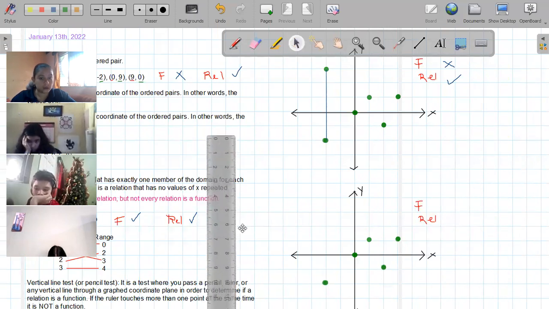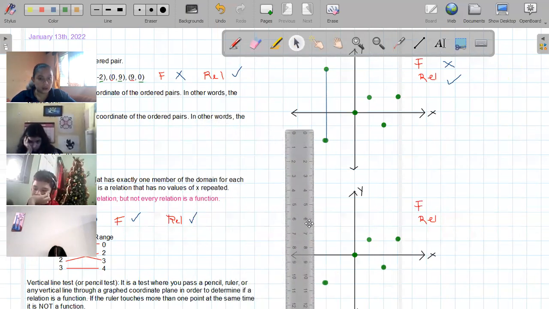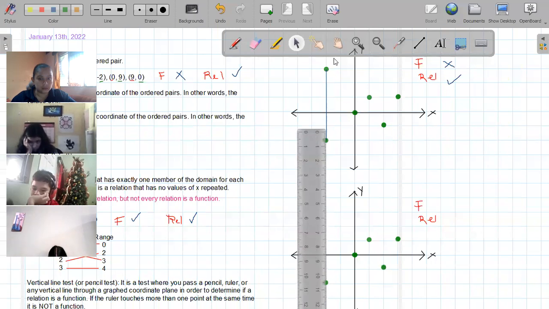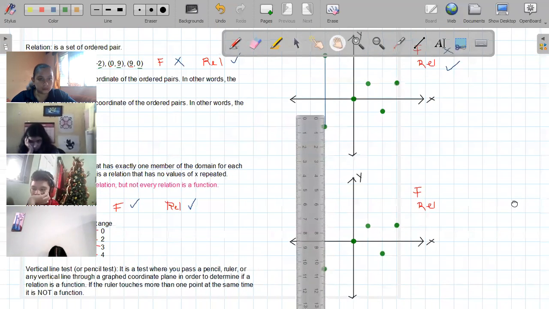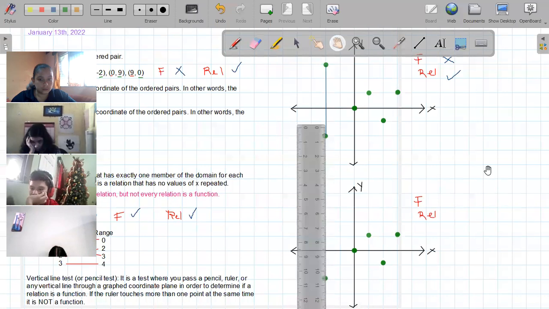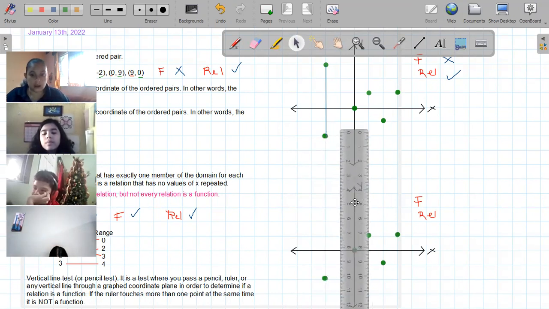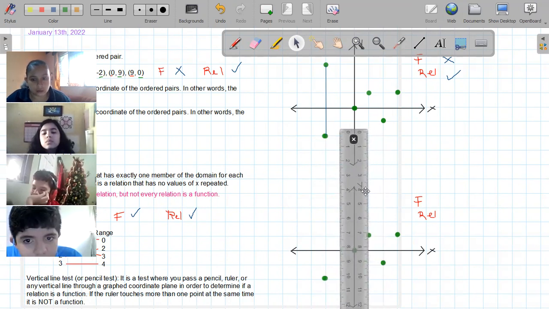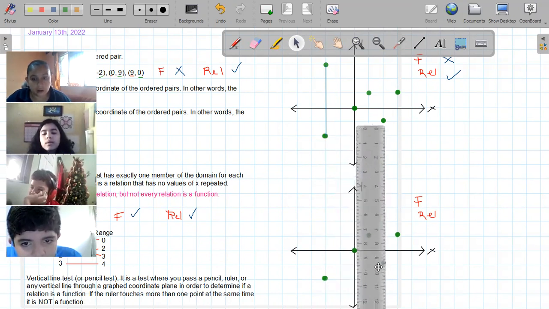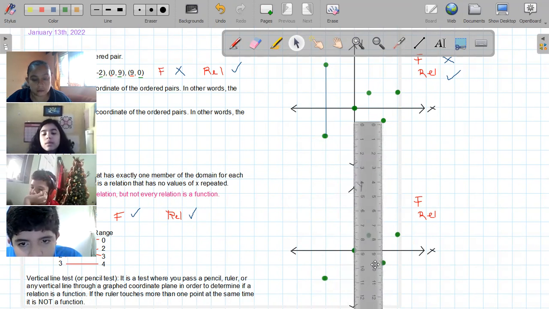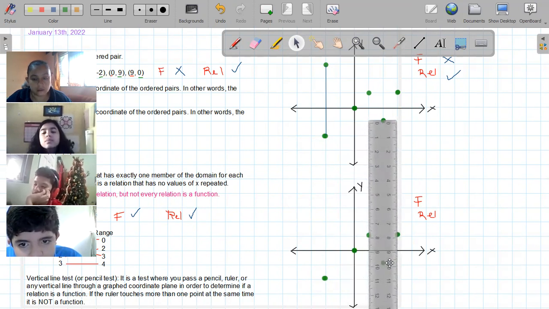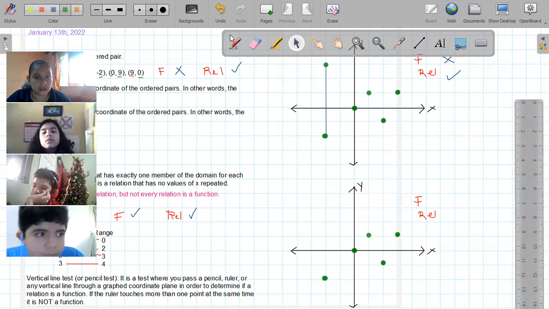So we can start either way. We can start from the other side. How many points am I touching? 1. How about now? We're talking about this second coordinate plane. 1. Now? 1. And now, no, it's only with this line. 1. And now? 1. And now? 1.